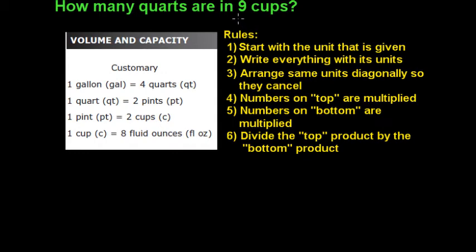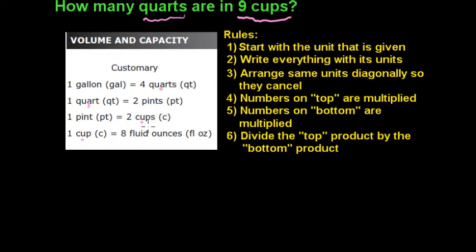So, given to us is 9 cups. So, let's find cups on here. Okay, there's cups here and there's cups here. Y'all remember the rule? Which one we use? We use the one closest to where we're going. So, where are we going? Well, we want to find out quarts. Okay, so quarts is here and quarts is here.